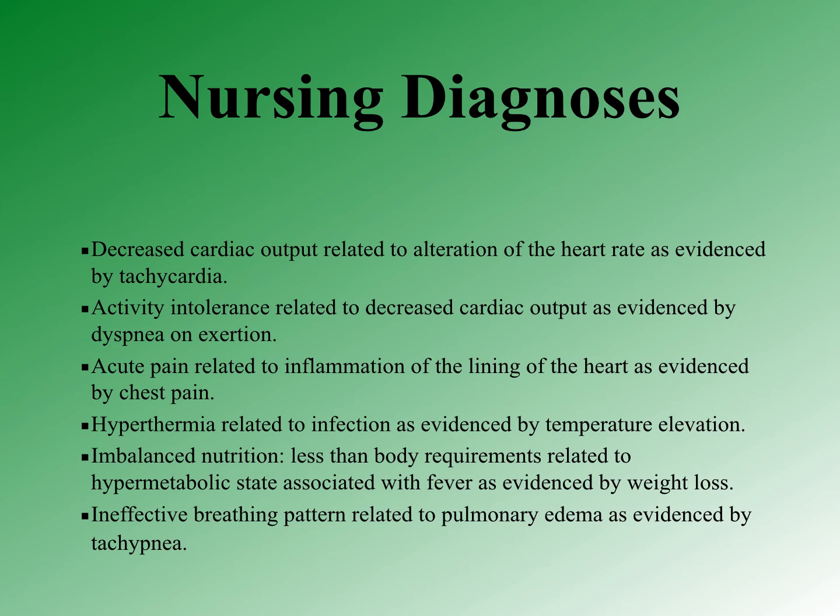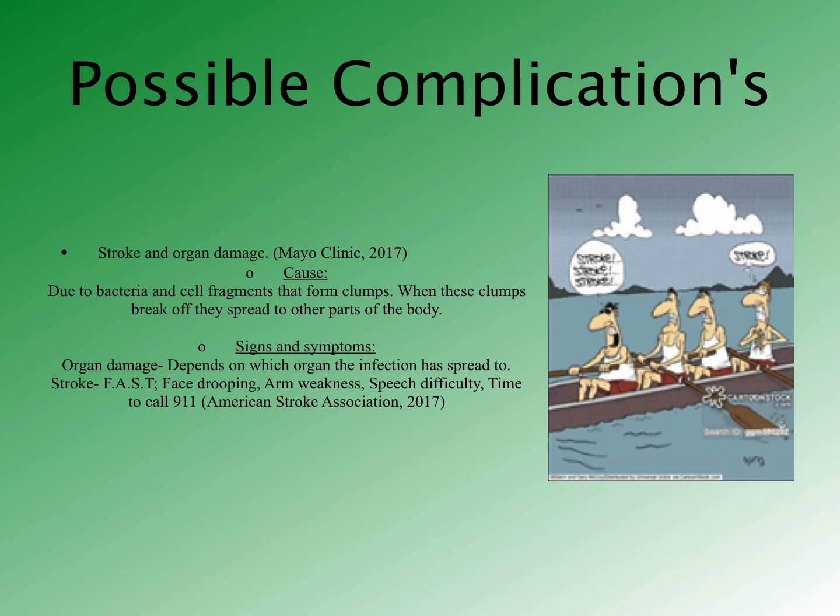Nursing diagnosis. Decreased cardiac output related to alteration of the heart rate as evidenced by tachycardia. Activity intolerance related to decreased cardiac output as evidenced by dyspnea and exertion. Acute pain related to inflammation of the lining of the heart as evidenced by chest pain. Hyperthermia related to infection as evidenced by temperature elevation. Imbalanced nutrition, less than body requirements related to hypermetabolic state associated with fever as evidenced by weight loss. Ineffective breathing pattern related to pulmonary edema as evidenced by tachypnea.